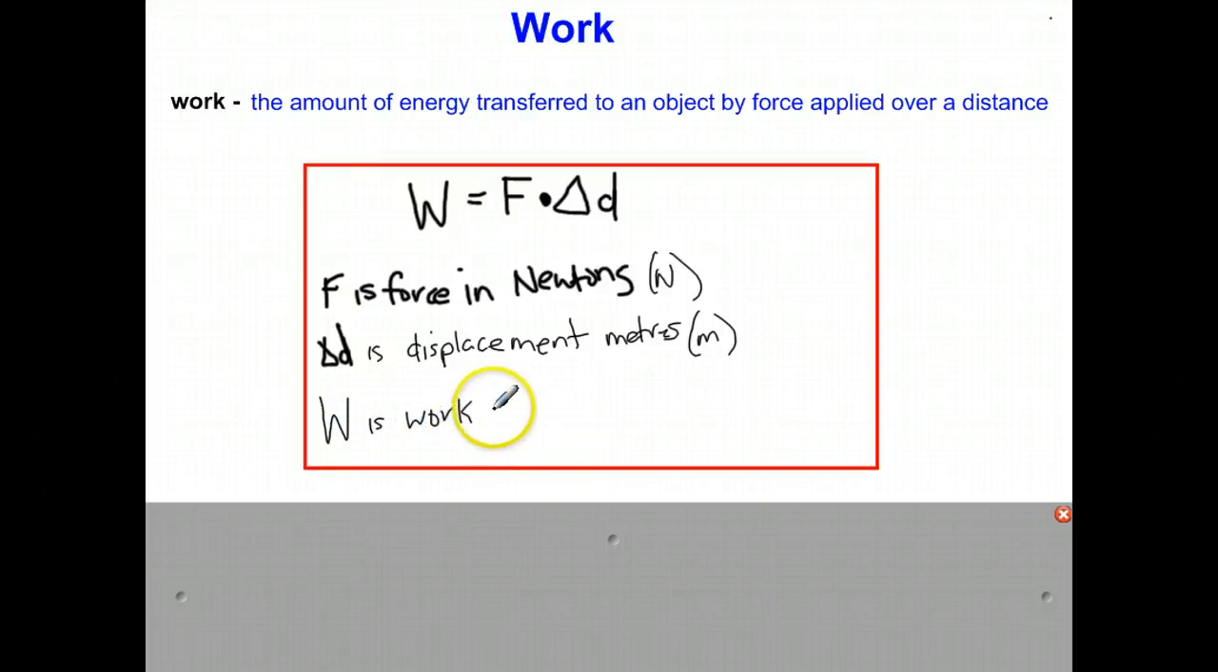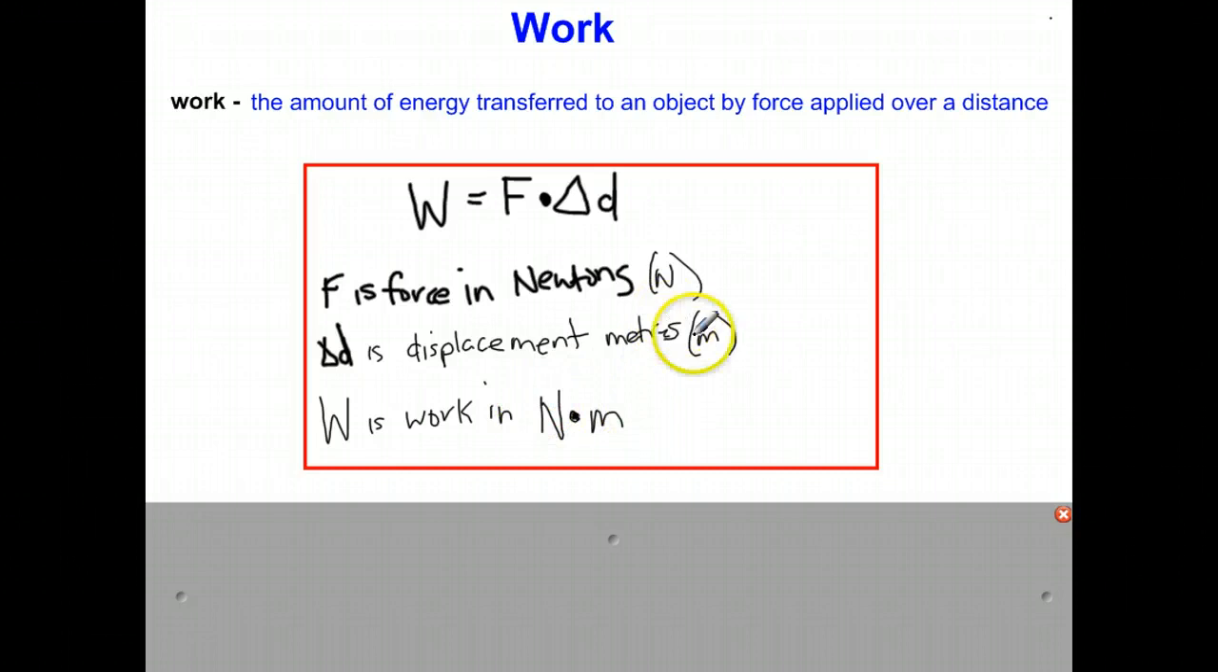And work is measured in, let's just simply say, think about what we're doing. We're taking a newton and we're multiplying it by a meter. So really what we're calculating is called a newton, and we put a little dot here, meter, a newton meter.